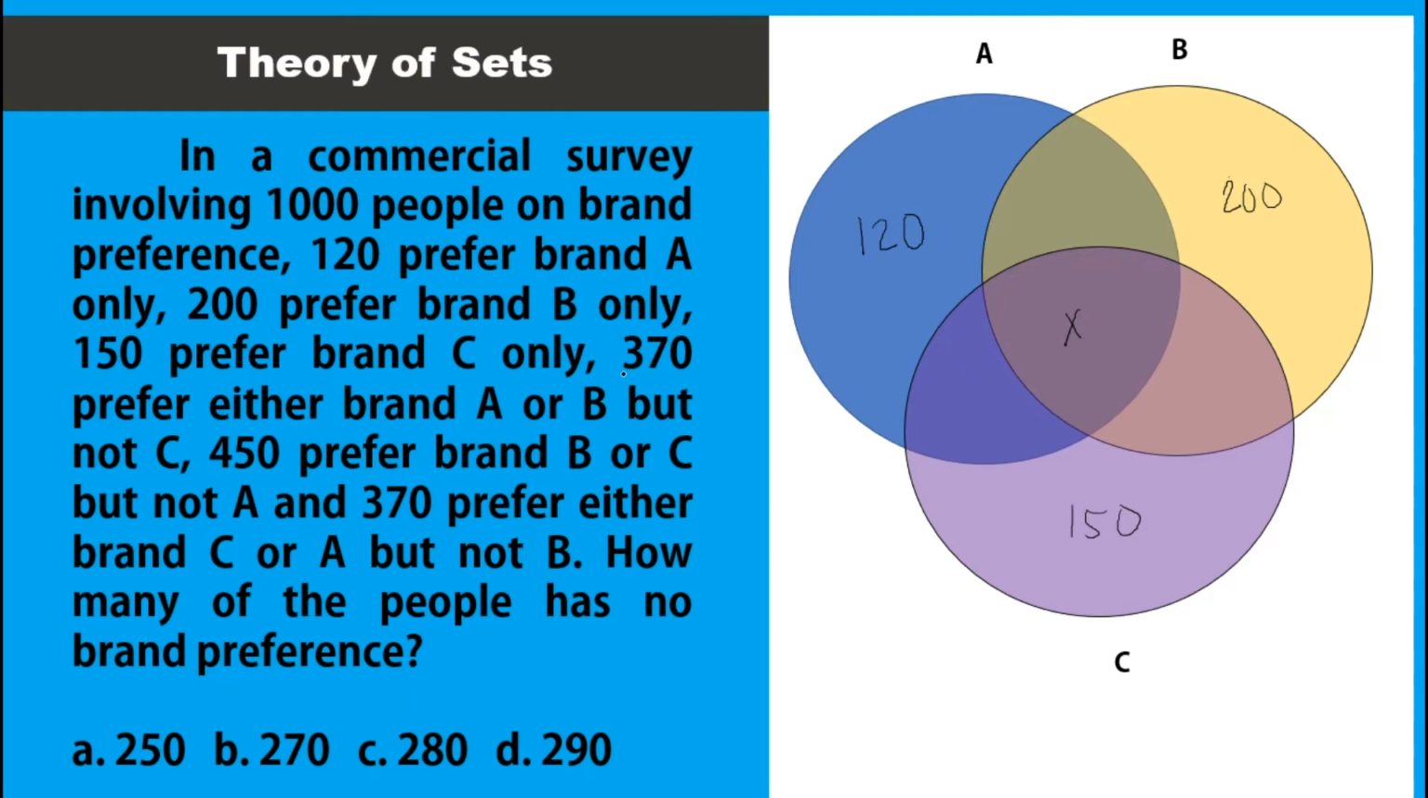We have 370 prefer brand A or B but not C. What are the portions for A or B? This is the portion A or B, 120, this part the intersection between A and B, and this part. The sum of these three should be 370. To make this 370, the intersection should be 50. You can check that out: 120 plus 50 is 170, plus 200 is 370.